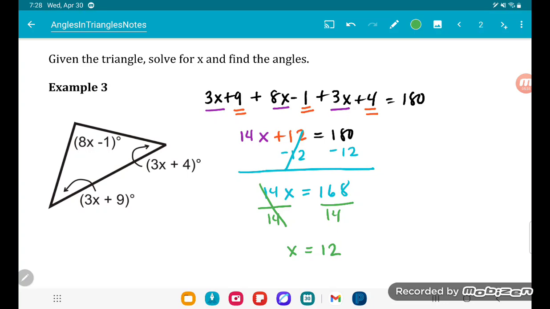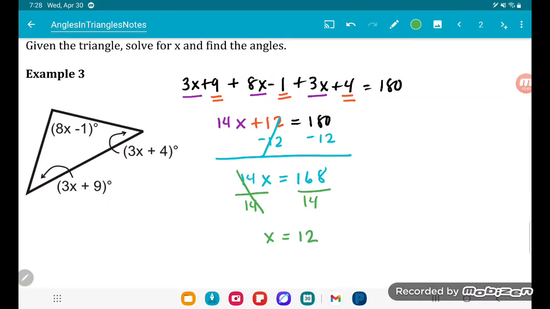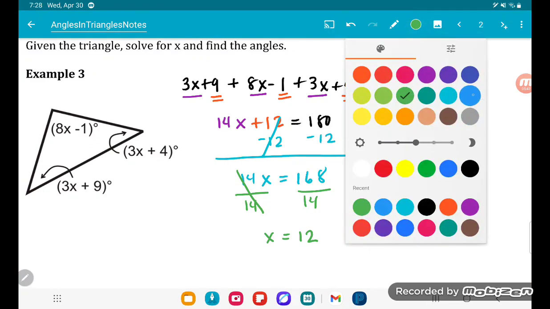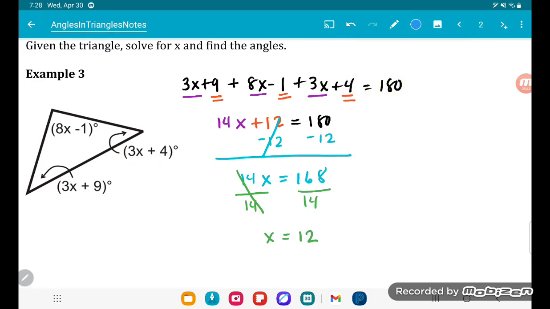Take a moment to review this because we do have one final step. The final step entails us taking the x that we found. We're going to substitute for x to find those missing angles. So first, 3x plus 9. So where the x is, I'm going to show you. Put the 12 in parentheses and add 9. So 3 times 12 is 36 plus 9 is 45 degrees. So the first angle is 45 degrees.